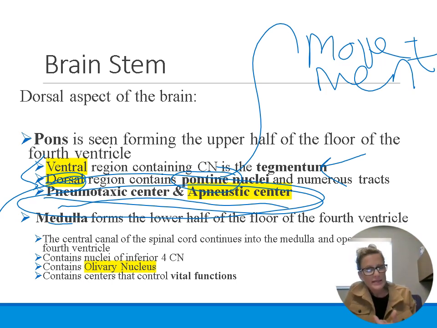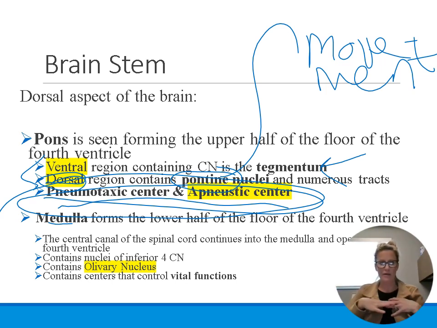The pneumotaxic center inhibits inspiration. It inhibits the center that's in the medulla. So the center in the medulla tells us to breathe in, and then allows us to breathe out. It sets the pace for respiration. The pneumotaxic center sends a signal down to the medulla and inhibits it. It stops inspiration, so it acts as a switch to go from inspiration to expiration.